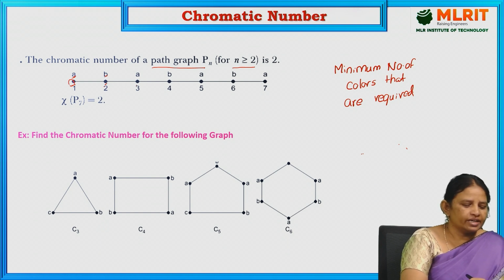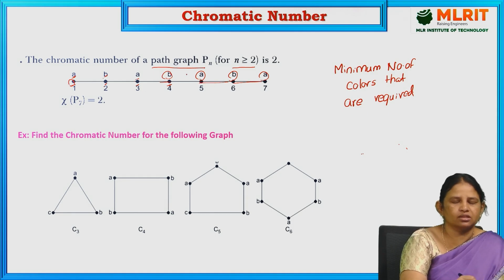Then the third vertex, again color A, because B is not adjacent to A. B's adjacent vertex is different, so we can use another color, the same color as A. Next, the fourth vertex. Here it is A, here it is A. We can't use A, so we color with B. Again A, B, again A. So all the adjacent vertices have different colors.